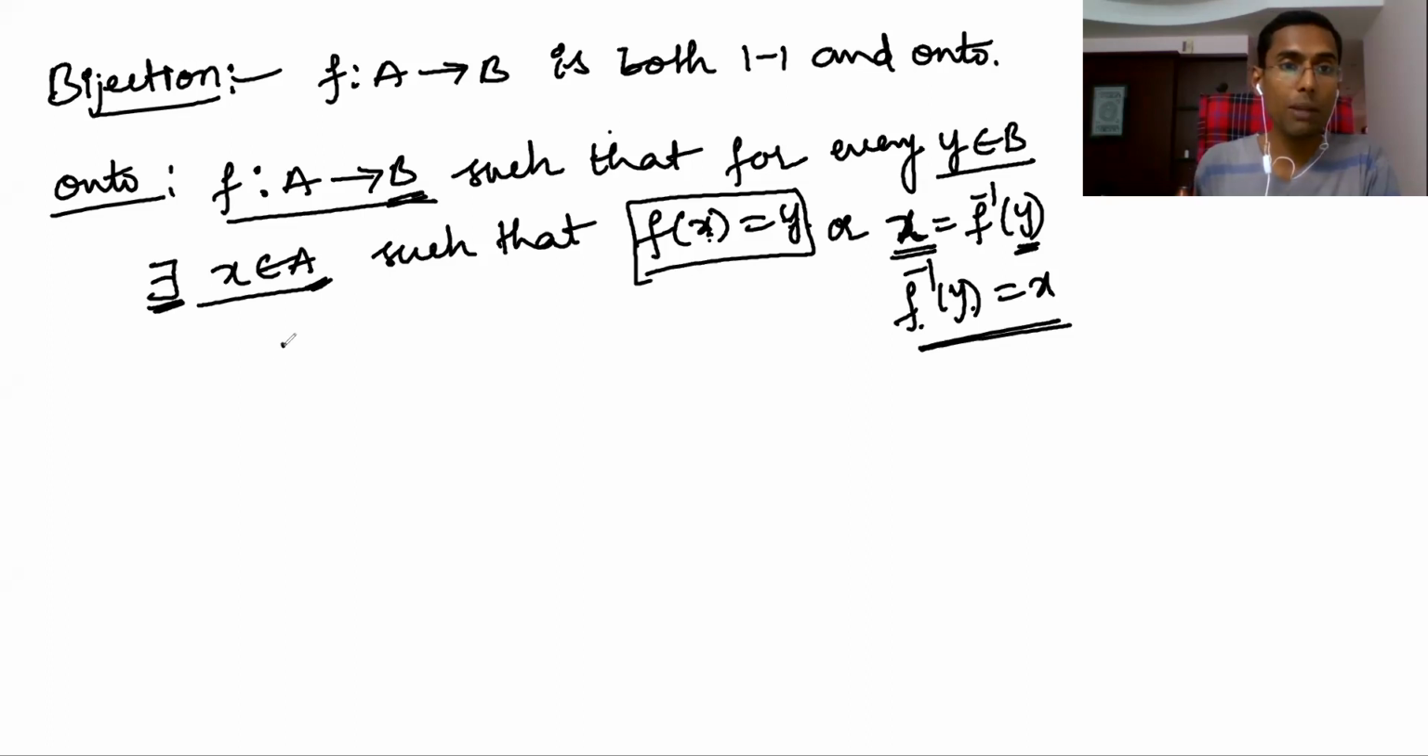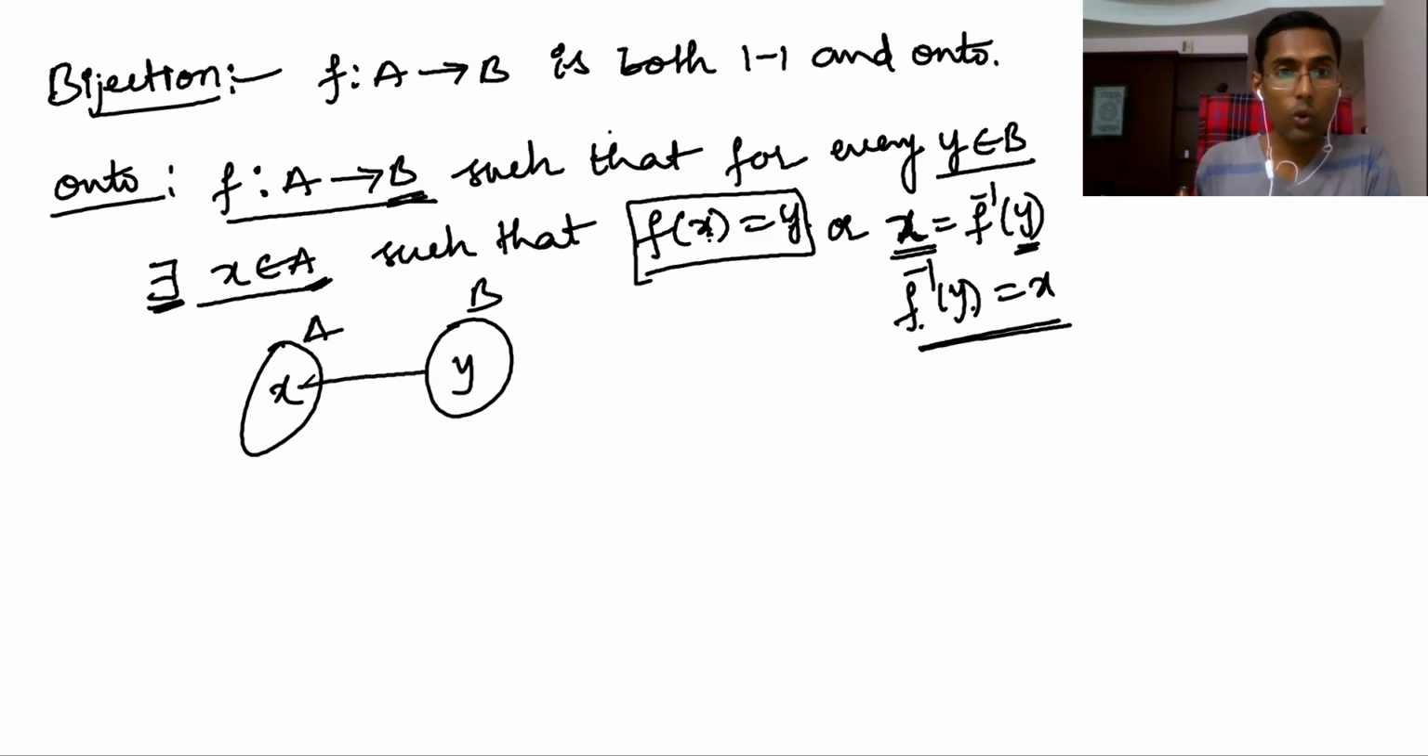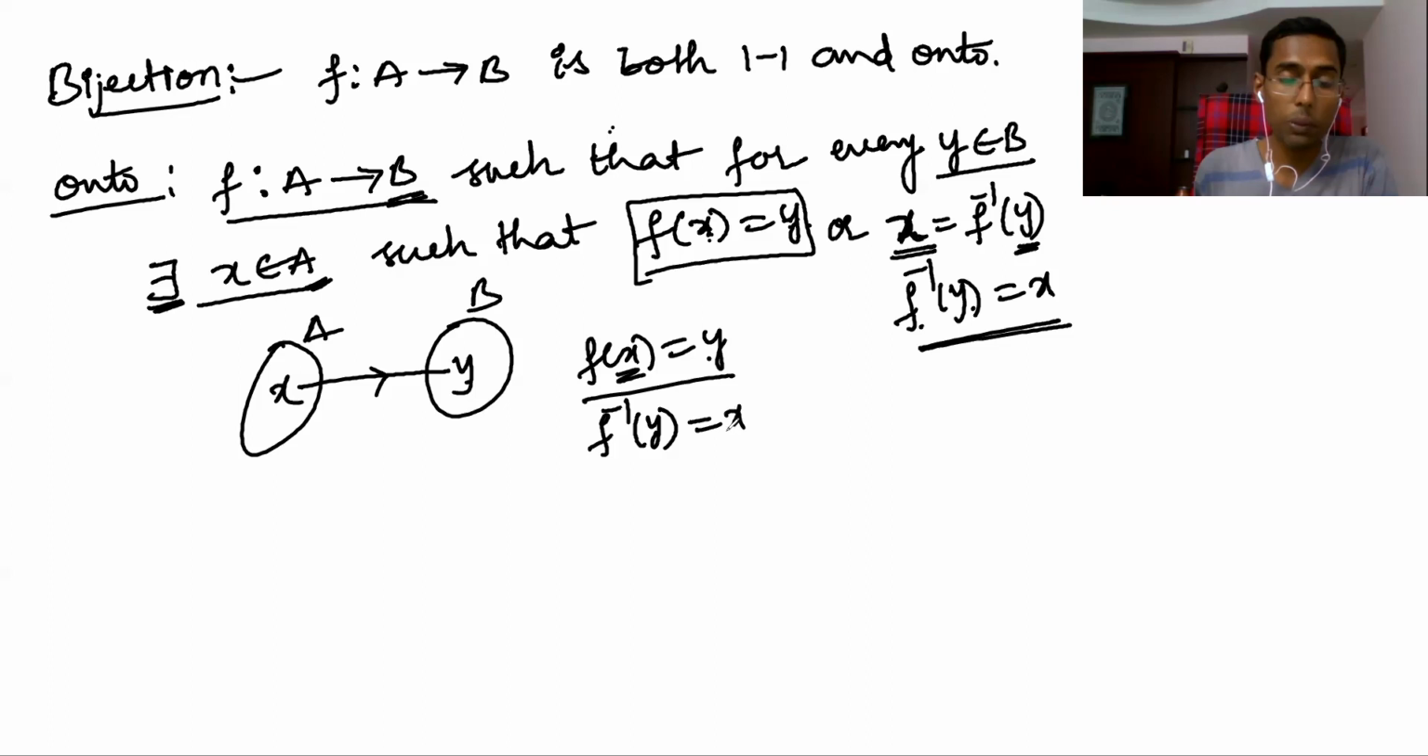I already taught you pre-image. Now this is A and this is B. Here x is there, here y is there. If x is associated with y like this, then x is the pre-image and y is the image of x. We write this as f of x equal to y. Pre-image or inverse image, both are the same. So f inverse of y equal to x means the pre-image or inverse image of y is x.